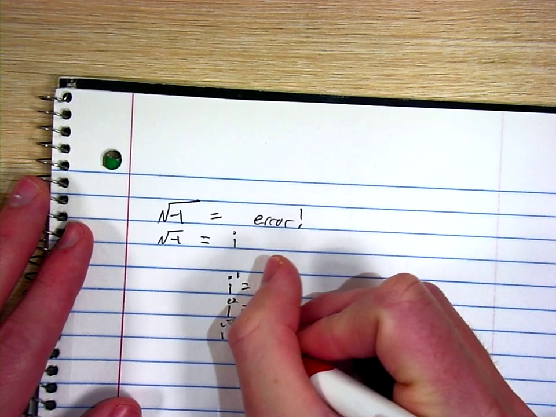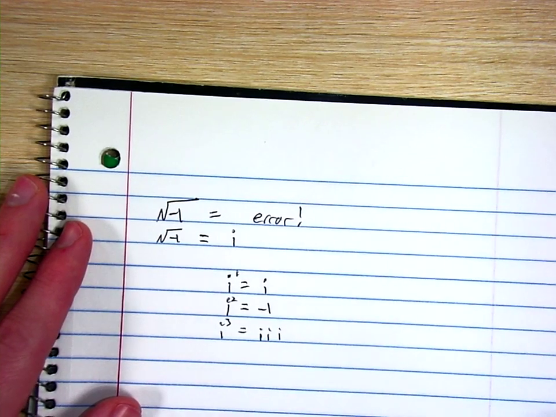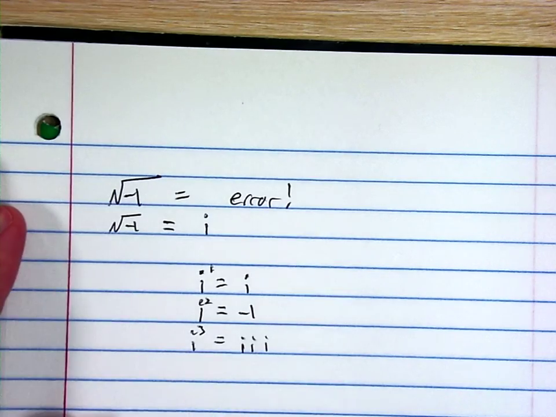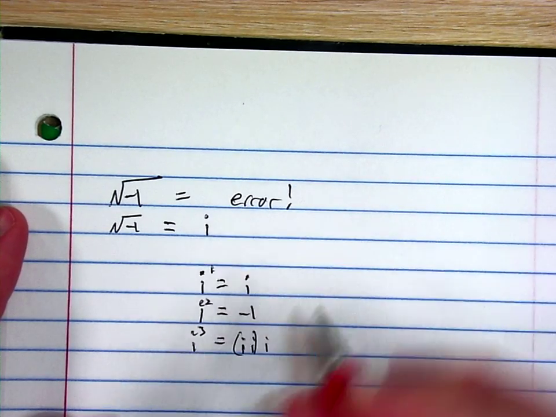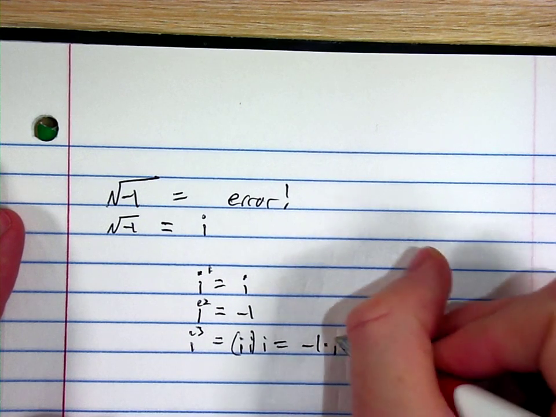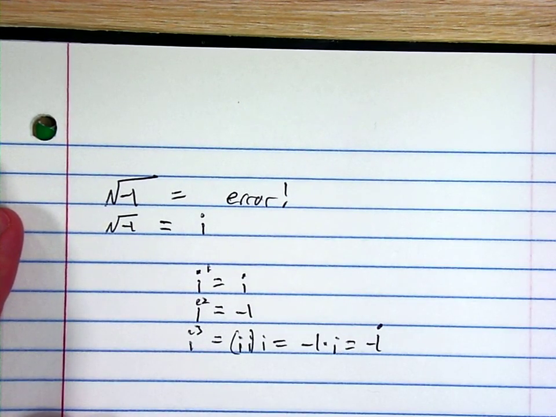What about i to the third? That's i times i times i. If I put parentheses around two of them, I know that two i's multiplied together equals -1. So this is -1 times i, which is just -i.